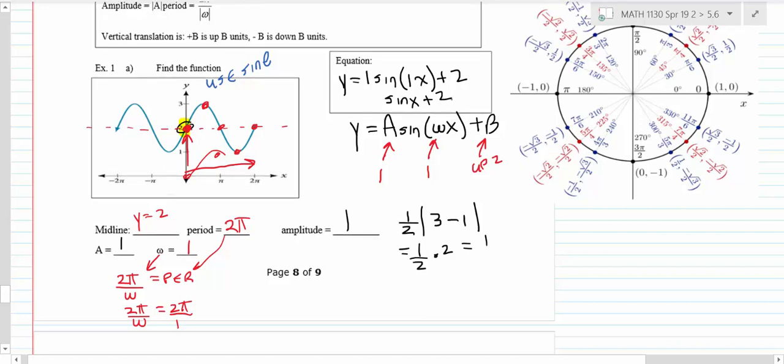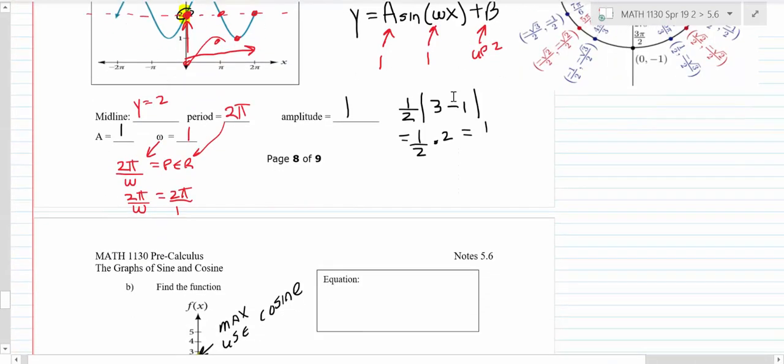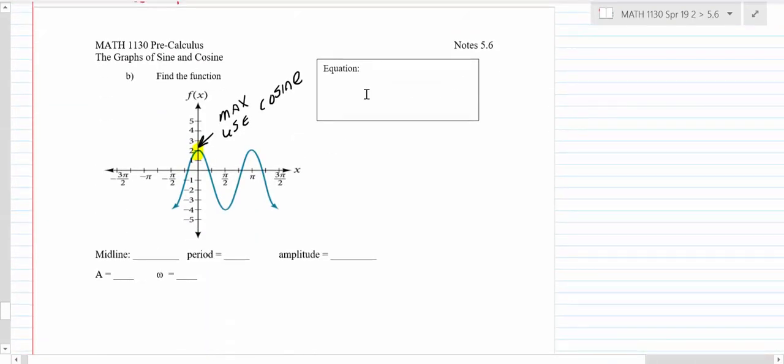What you're ultimately doing is you're finding A, omega, and B based on what you have. You have to understand how to figure out the amplitude and period and whether to use a sine or cosine. Does that make any sense so far? Okay. All right, let's finish up with this last one here, and that'll wrap us up.